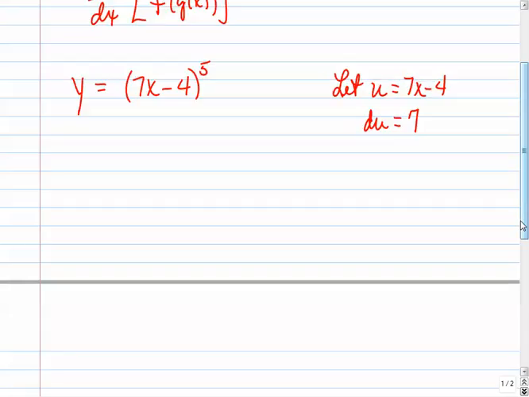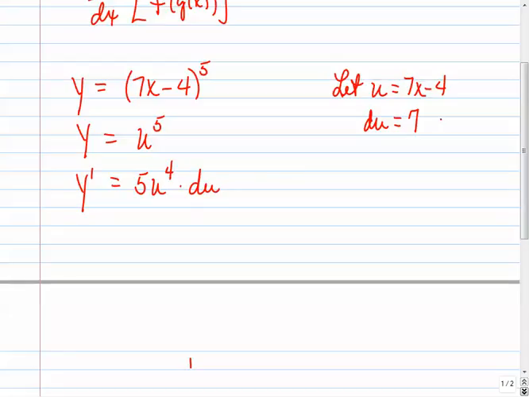So I want to write the original function in terms of my variable u and then du. So I'm going to go over here and I'm going to say y equals u to the fifth. Because remember, u is equal to 7x minus 4. Now, if you were to find the derivative of u to the fifth, all you have to do is use the power rule. So that means that y prime would be 5u to the fourth, and you have to multiply it times the derivative of the inside function, which is du.